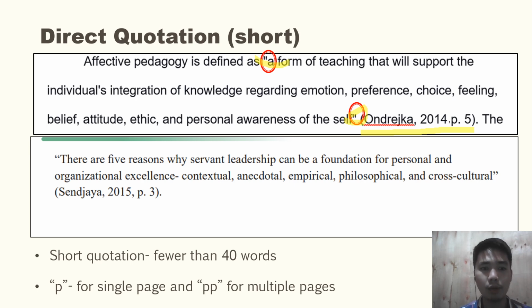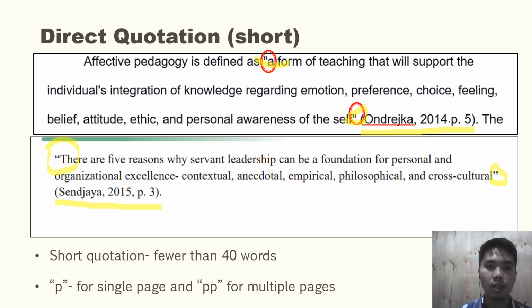Another example below, no? There are 5 reasons why servant leadership can be a foundation for personal and organizational excellence: contextual, anecdotal, empirical, philosophical, and cross-cultural. So as you can see, the sentence is enclosed with a quotation mark followed by the parenthetical citation of the author.